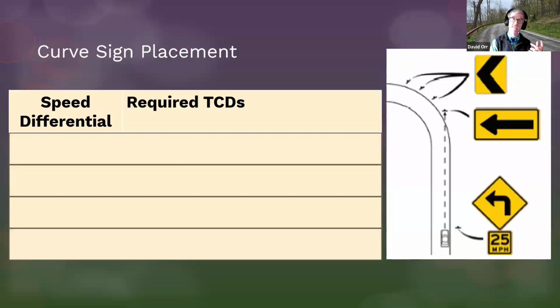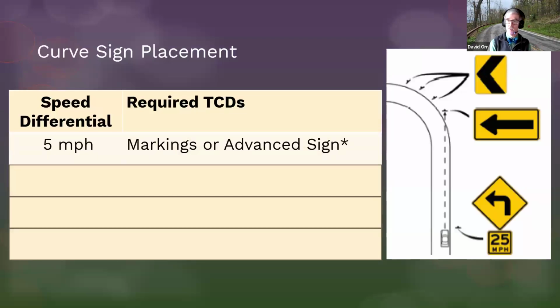So you do that, and if the speed differential is 5 miles an hour or 0, that lowest range, you have to have either pavement markings or an advanced sign, which is why in the interstate system, it's actually not that hard to delineate every curve because the interstate system always has stripes. So as long as you've got markings, you technically can be done. You don't need to have any more. But obviously not every road can have markings on it. So again, something to think about.